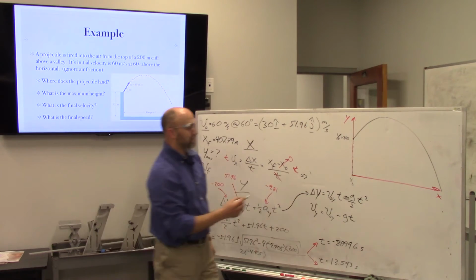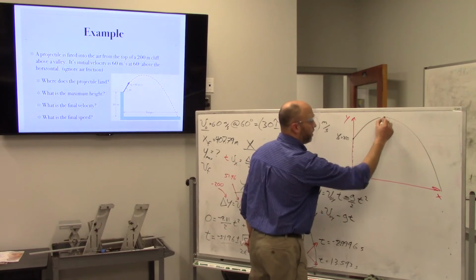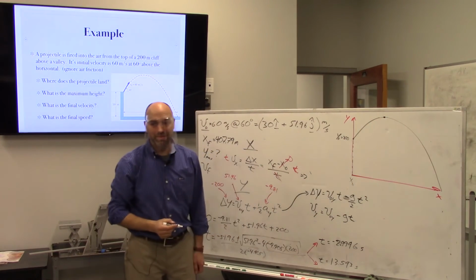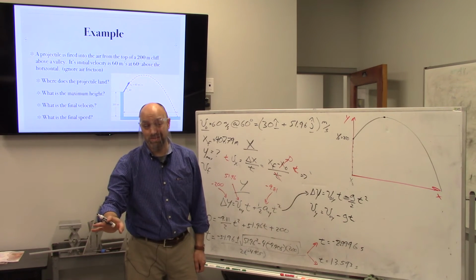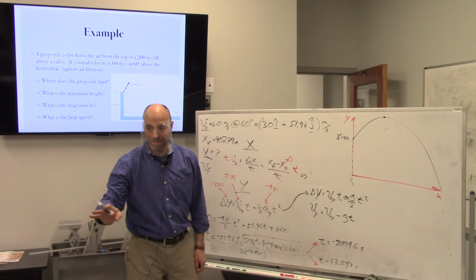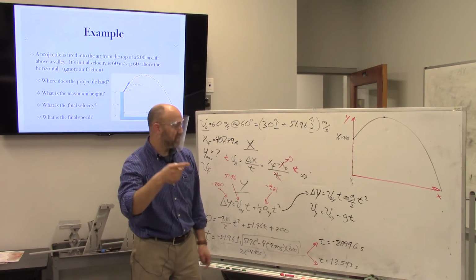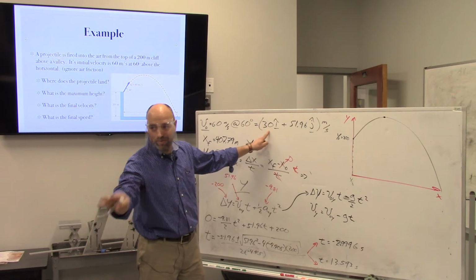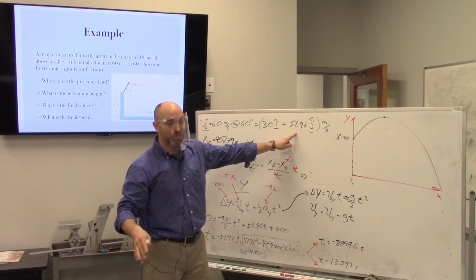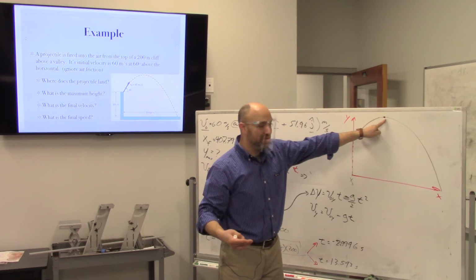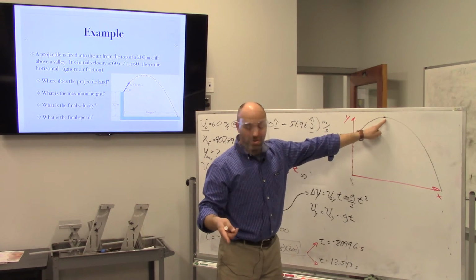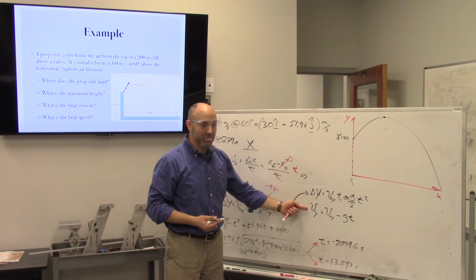Now what's the velocity in the y direction at the top? Zero. What's the velocity in the x direction at the top? 30. Why? Because there's no acceleration in the x direction. Velocity stays constant, never changes. It's 30 all the way through. But in the y direction, velocity is perpetually changing. So it starts out at 51.96. By the time it gets to the top, the y velocity is zero. And here's our equation for the y velocity.